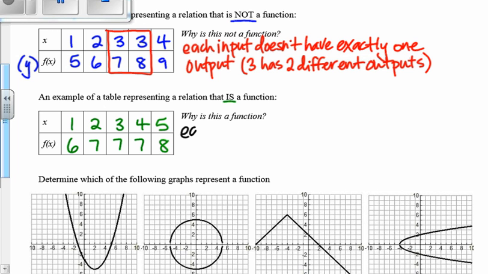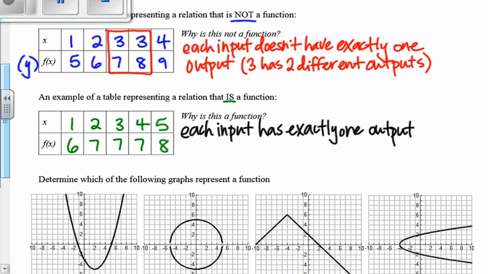So again, this works because each input has exactly one output. And in parentheses, I'm going to say it's okay for several inputs to have the same output.